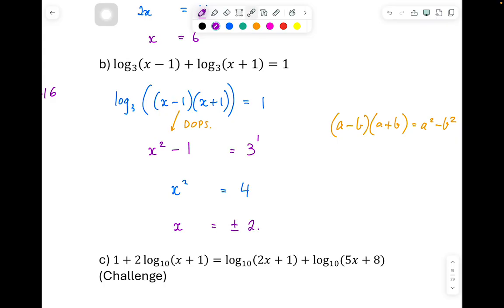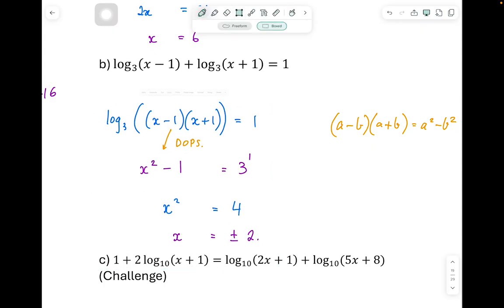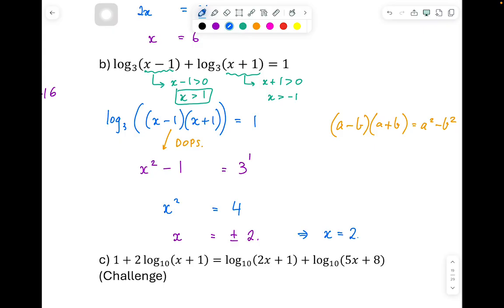Now, we've got plus minus 2, but remember, let's take into consideration our solutions. Do we have a domain that we need to restrict this? Whatever's inside the bracket, let it be greater than 0. So x minus 1 is greater than 0, so x is greater than 1. x plus 1 is greater than 0, so x is greater than negative 1. The common one between both of these is x is greater than 1. So since x is greater than 1, our only solution is 2.